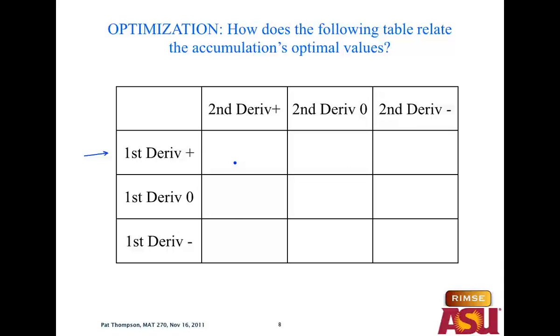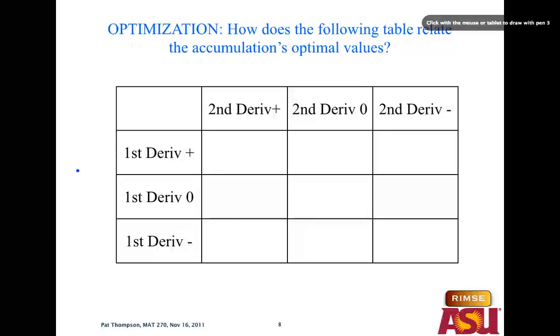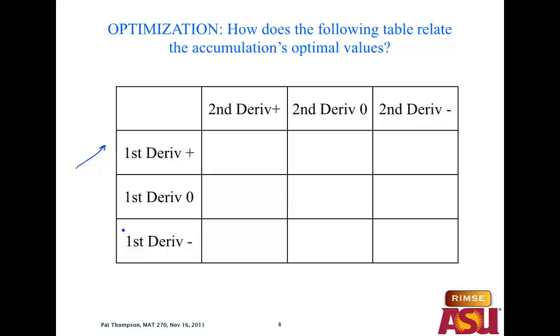Yes. Okay, and what does the first derivative being positive mean about the accumulation? That means that the accumulation function is increasing. Increasing, right? So everything in this first row, the accumulation is going up. So what about optimization? Finding a maximum or minimum value of accumulation. Is that going to help us, the first derivative is positive?